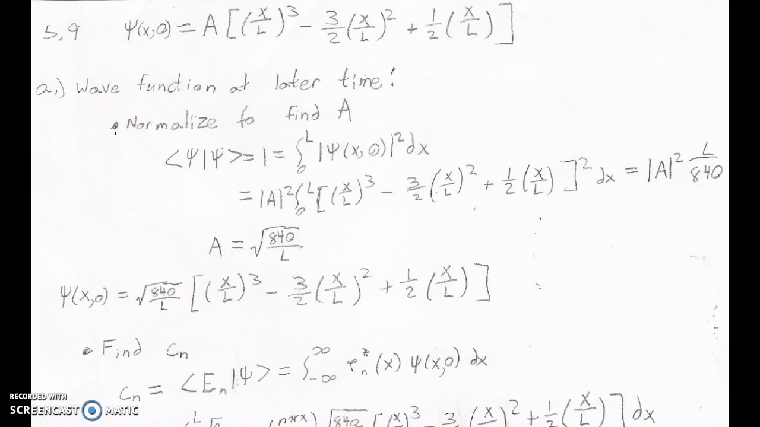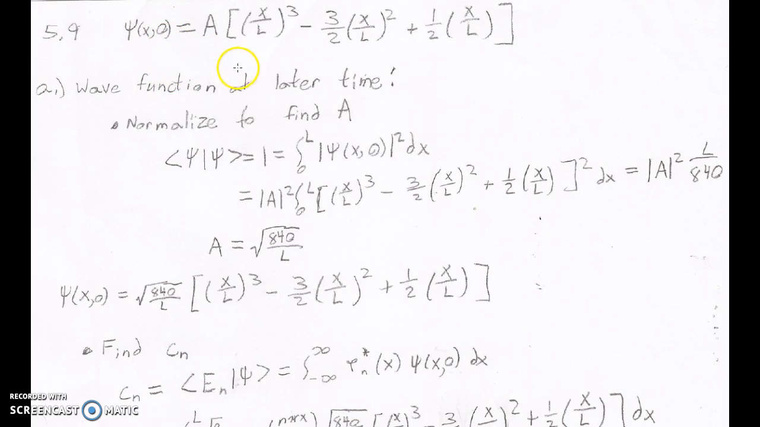So this is problem 5.9 for standard 5.4. It gives you a particle in an infinite square well, and the initial wave function is given as this. You notice the time is 0. And so it asks to find the wave function at a later time. So we want a t here instead.